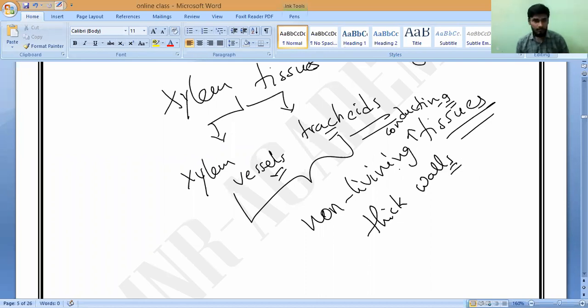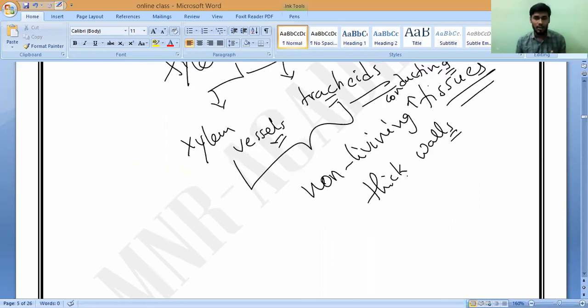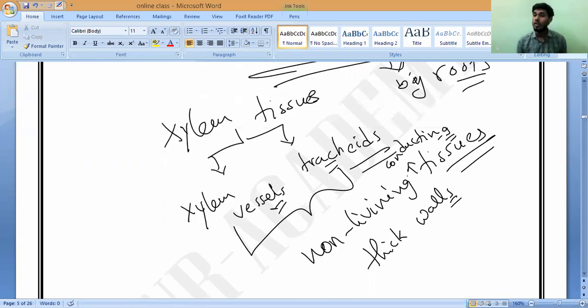Xylem parenchyma also comes under this. Yes, that will come, but the main thing is these. We have studied the types of tissues of xylem. Parenchyma will come, but don't worry, I will tell you that later. Here I am saying these two things are called non-conducting tissues. Is it okay?